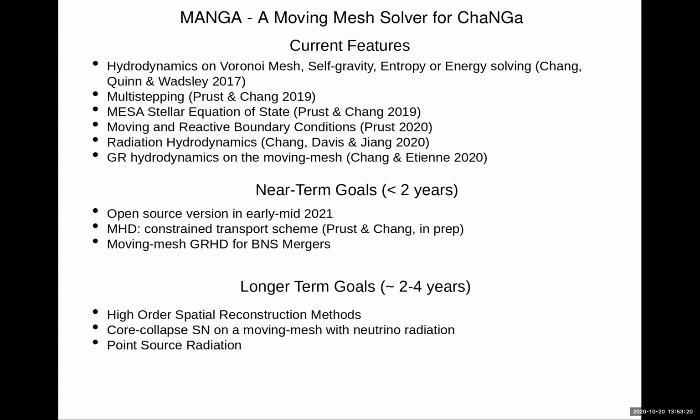For longer term goals, we're hoping to do higher order spatial reconstruction methods in the not too distant future, perhaps core collapse supernova or moving meshes with neutrino radiation, and point source radiation as well. That one's actually more straightforward. It's just that it's not on my immediate to-do list.